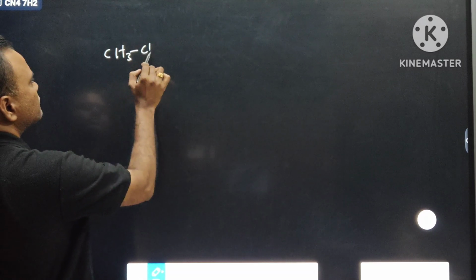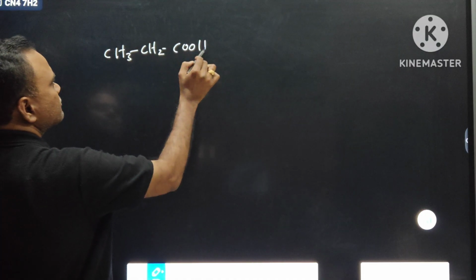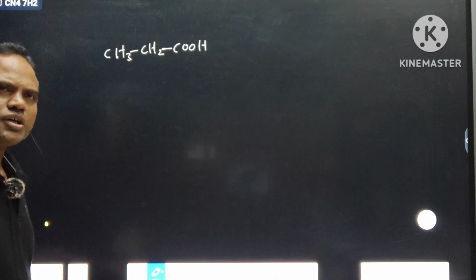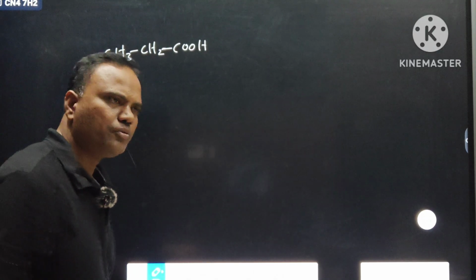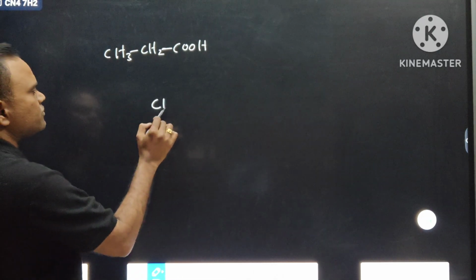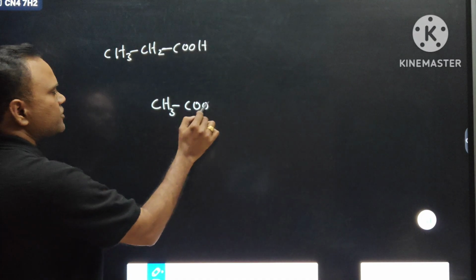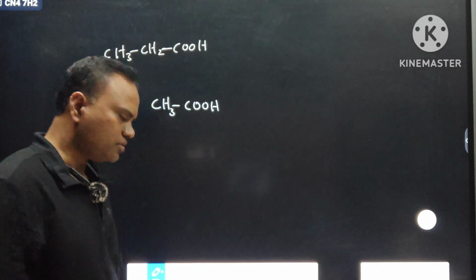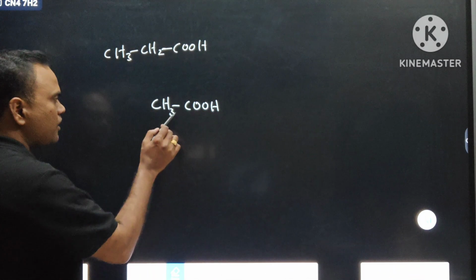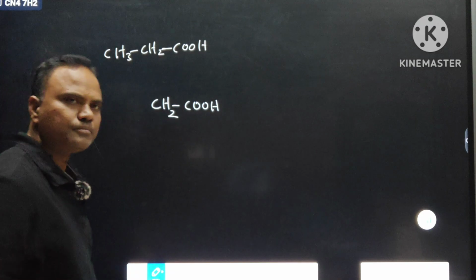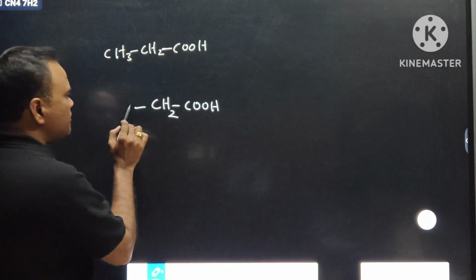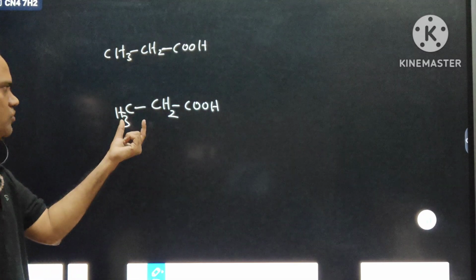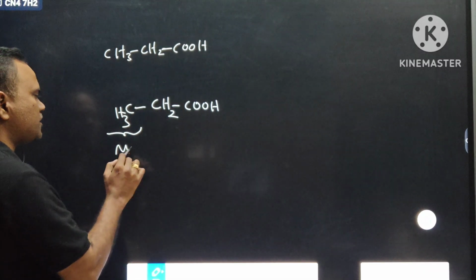What is its name? Propanoic acid, no doubt. Once look at this, all of you. Its name is acetic acid. Now what am I doing? I am removing one hydrogen from acetic acid and adding a methyl group. Now it is methyl acetic acid.